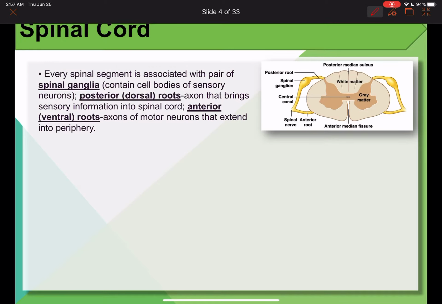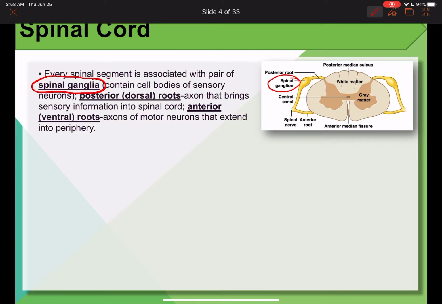All right, so now on to looking at smaller structures within the spinal cord, looking at it as a transverse section or transverse plane. Every spinal segment of the spinal cord is associated with what we call a spinal ganglion. Ganglion just means it's singular. Ganglia is for plural, okay?